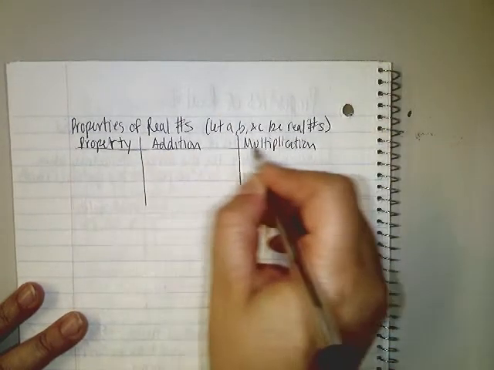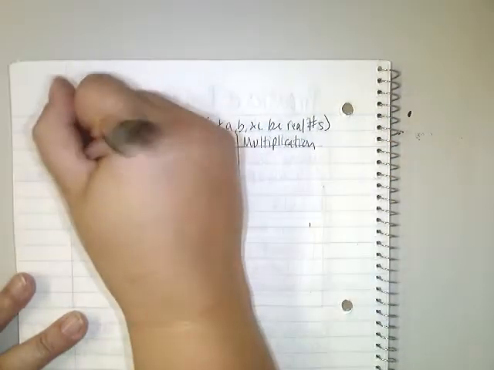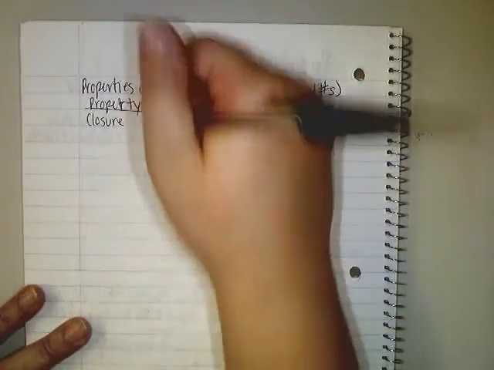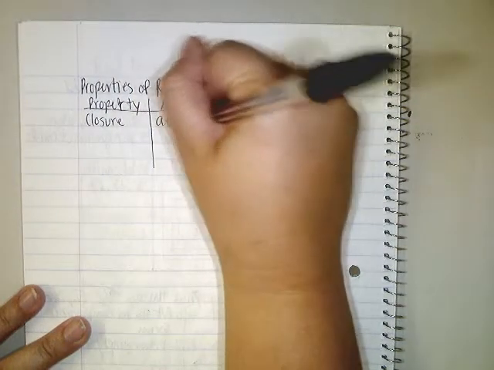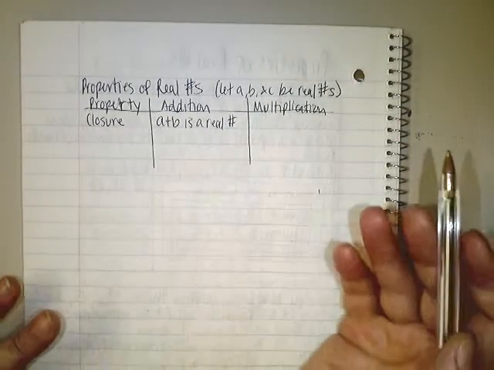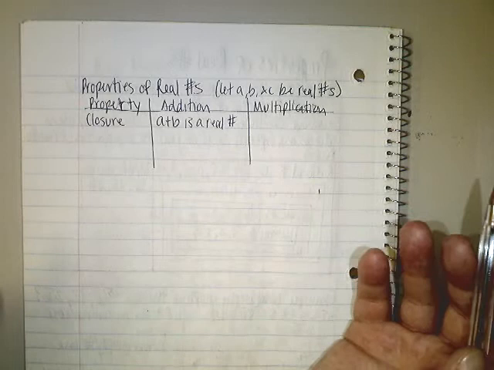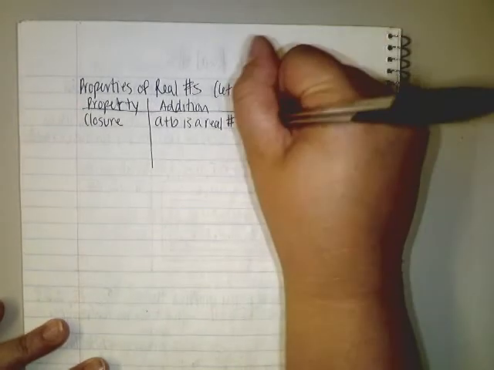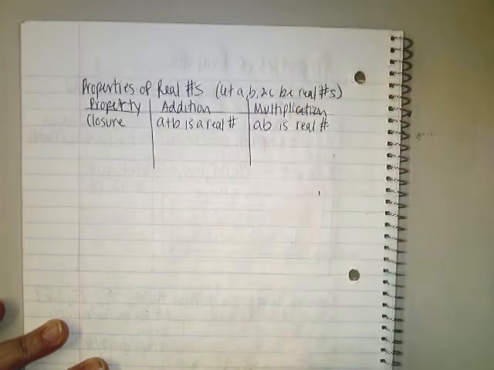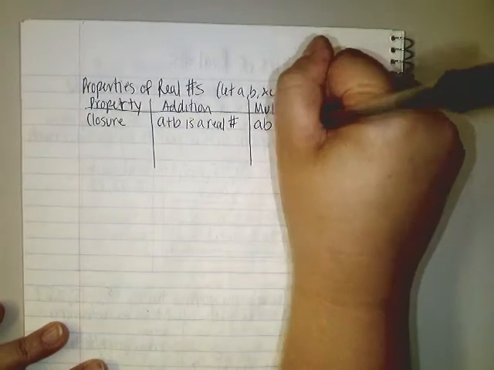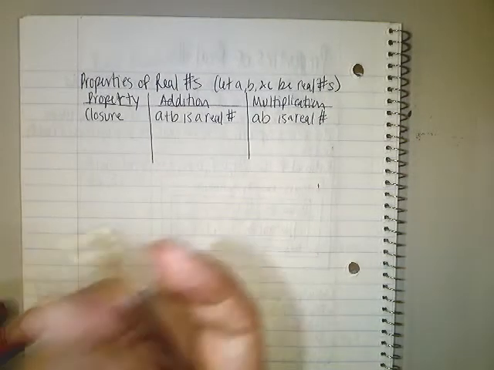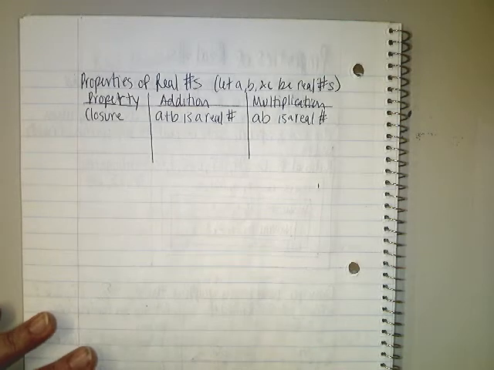So here's our table. First one is closure. The closure property just says a plus b is a real number for addition. So basically, if you add two real numbers, you're still going to have a real number. And same with multiplying. If you multiply two real numbers, you'll still have a real number. Just saying, they're not going to suddenly become imaginary when you add or multiply them.